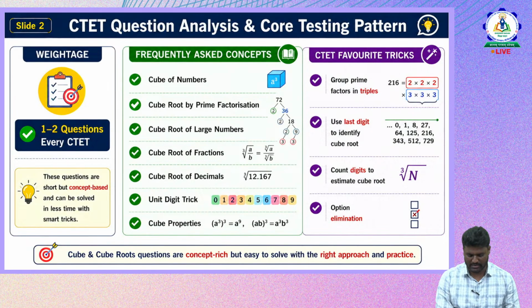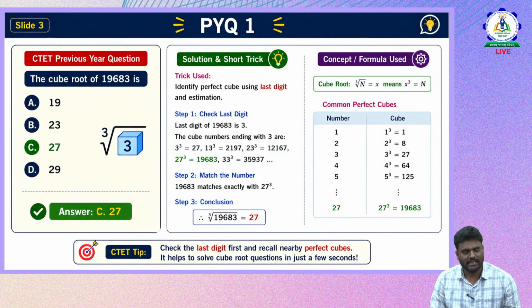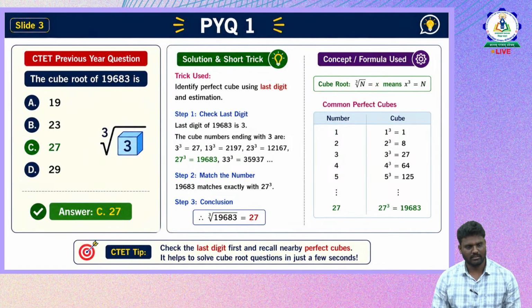Now coming to the next slide. You can see the question: the cube root of 19,683 is, with the options: option A 19, option B 23, option C 27, option D 29. What we need to identify here is that they have given the number and are asking us to identify the cube root of the given number. How can we see that? Instead of solving through the regular method, let us see from the options only.